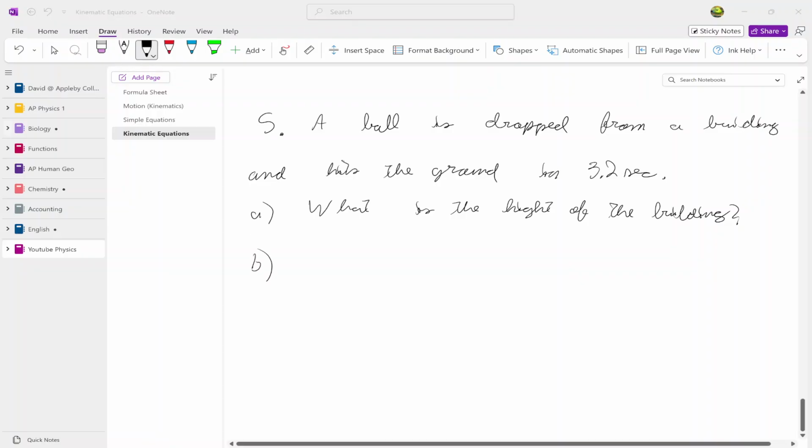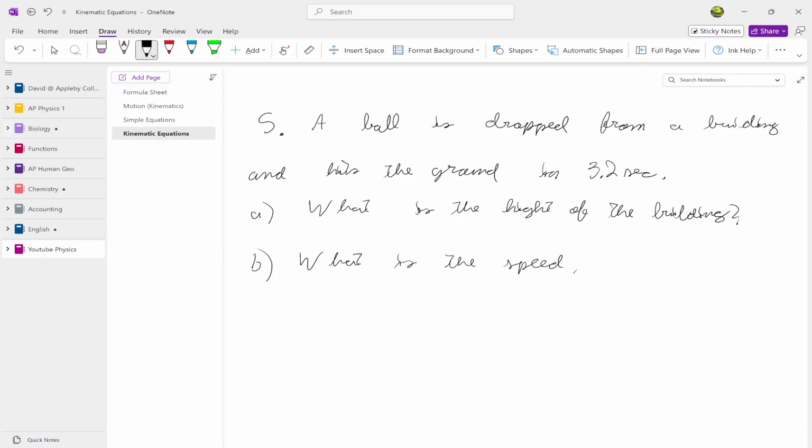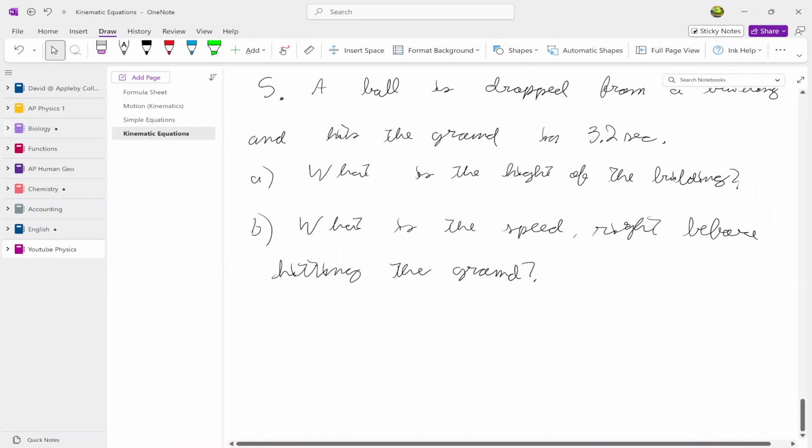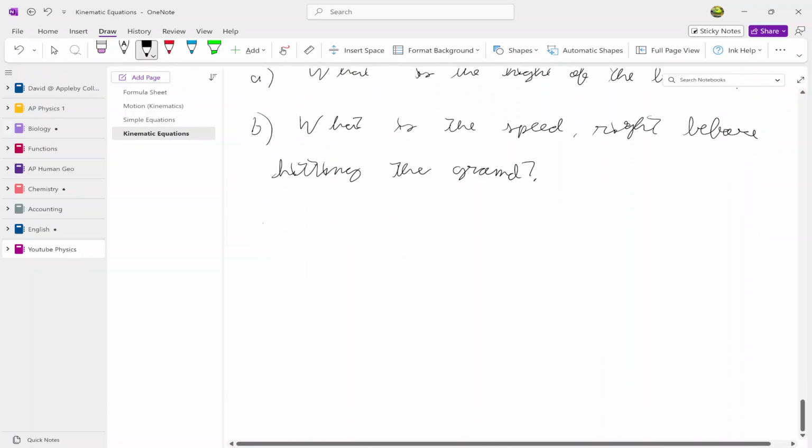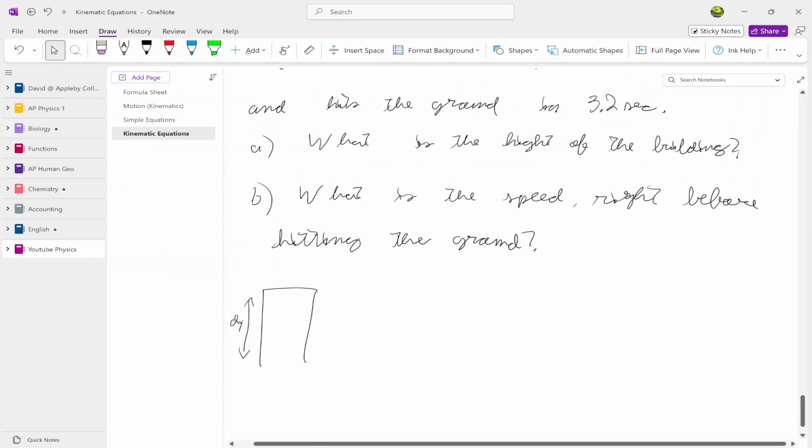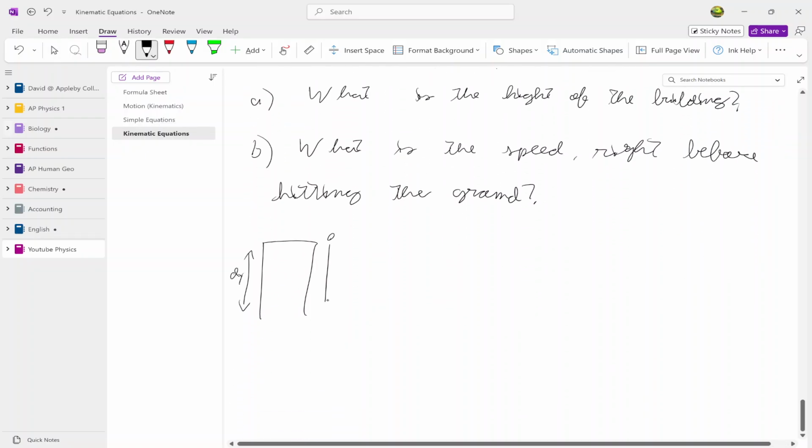And B, what is the speed right before impact, or hitting the ground, really? So here we can't assume vf is 0, right? So here we can just draw it out. So this would be h or dy, and then a ball dropped, boom.